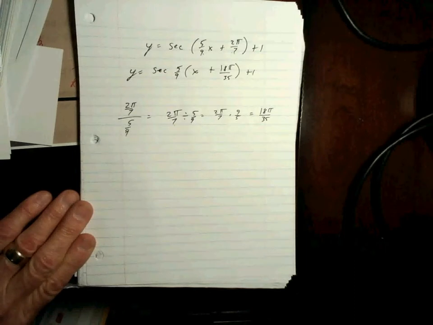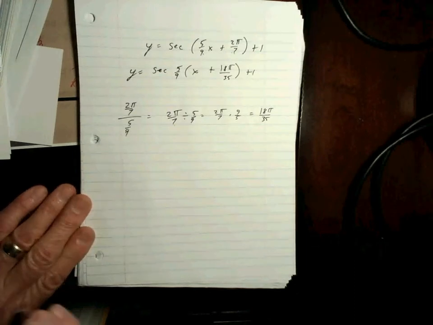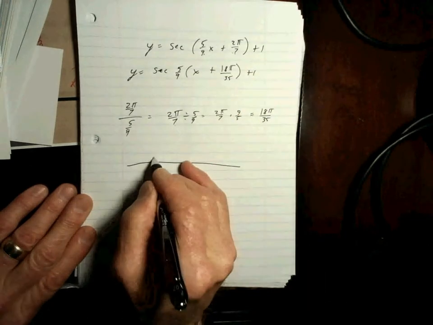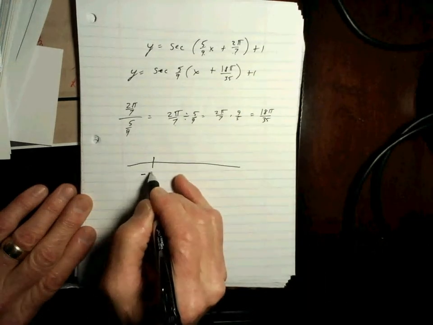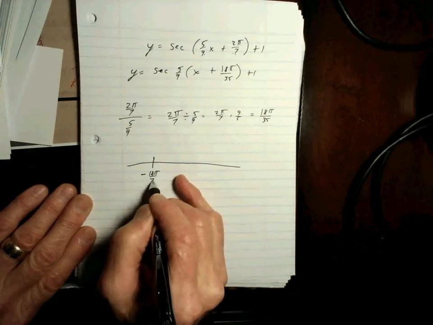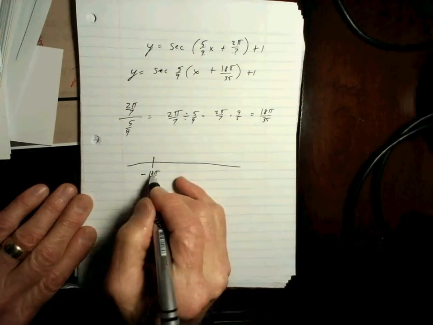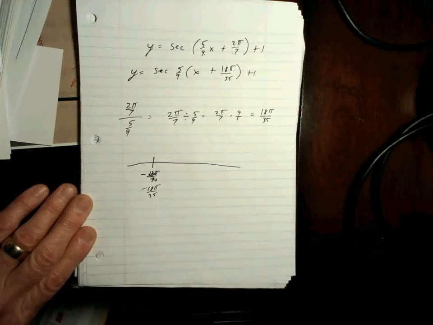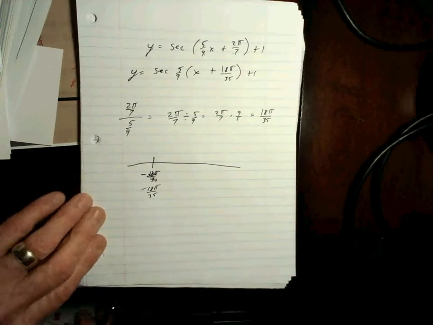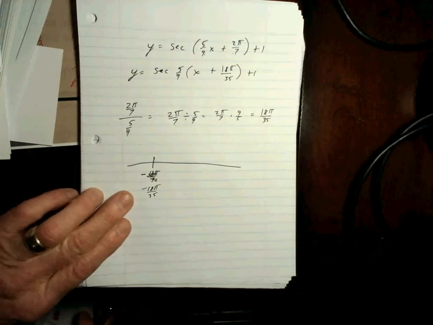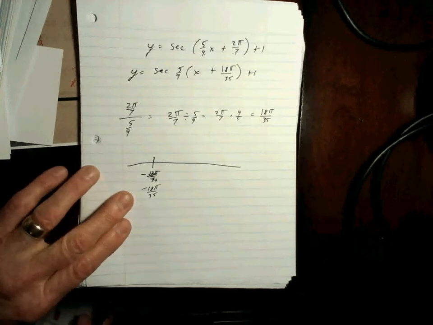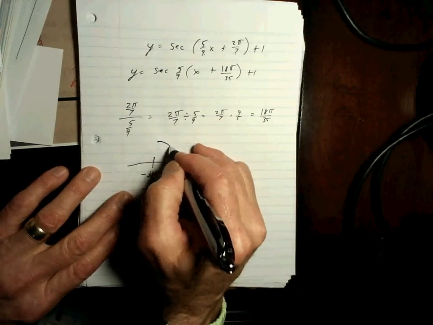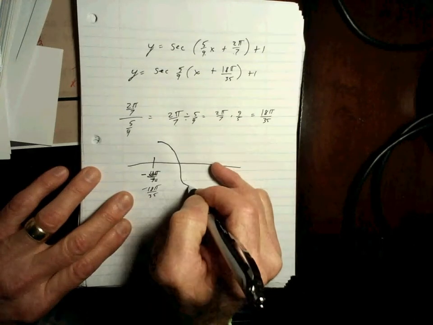So this graph is going to have to begin by shifting it to the left 18 pi over 35, a negative 18 pi over 35. I was thinking ahead. So that's negative 18 pi over 35. And we know for a secant graph, I've asked you to draw a cosine graph as a template or a guide to draw your secant graph.